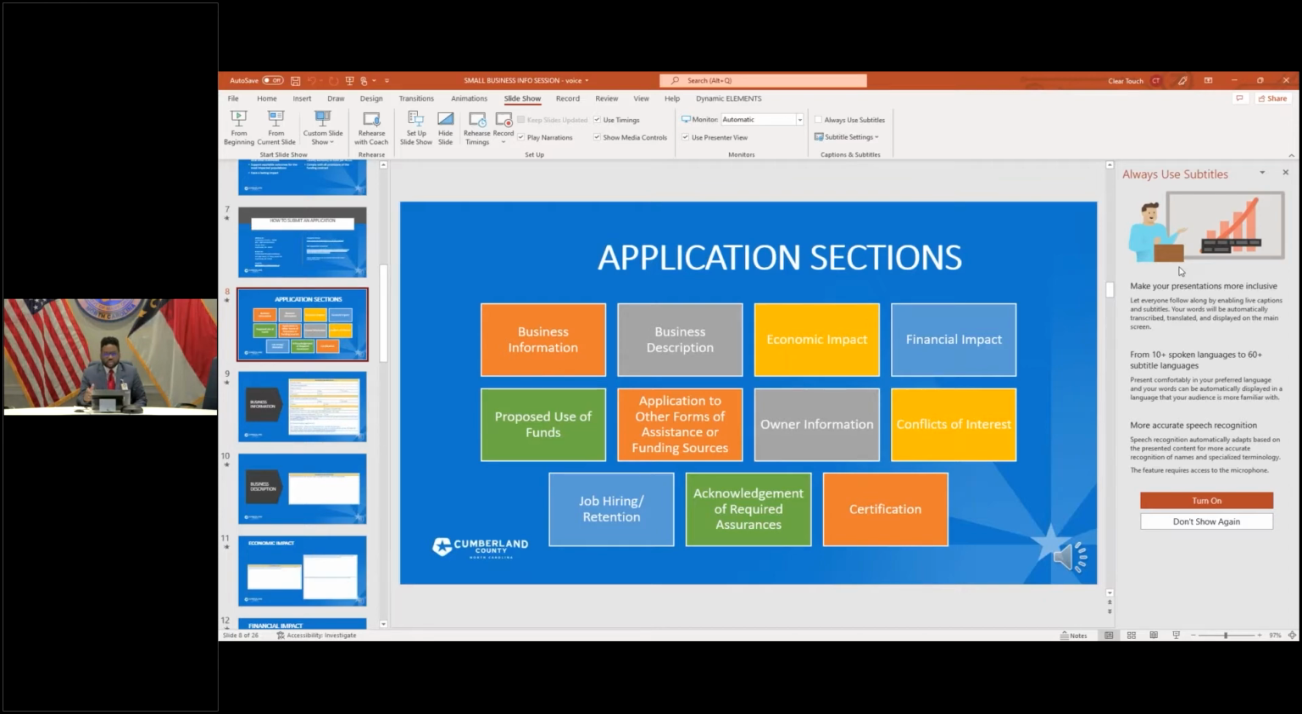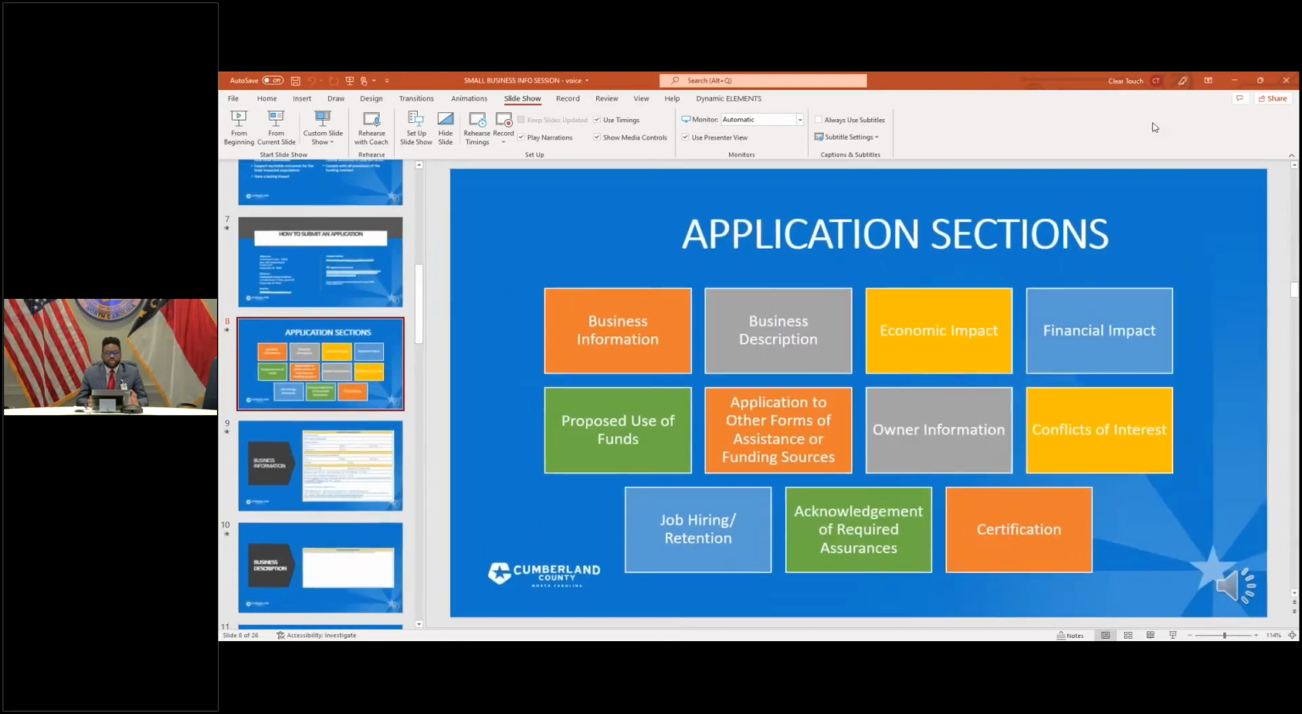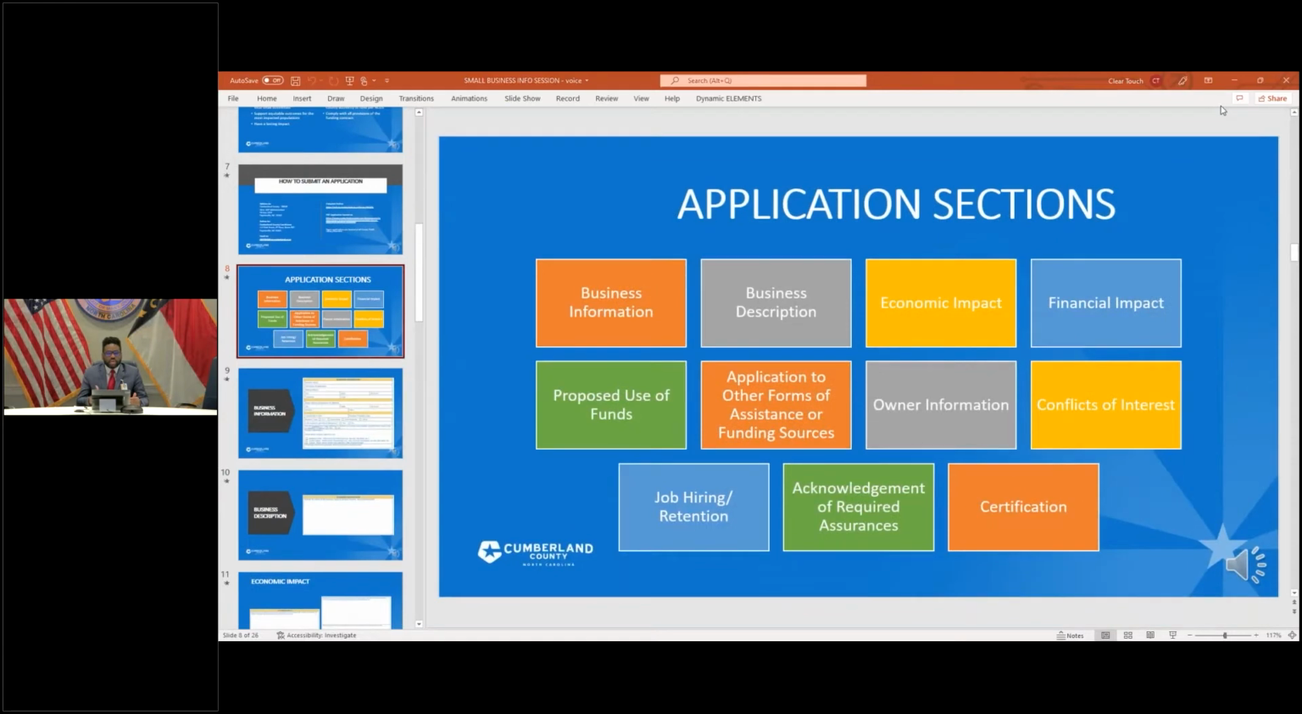And so if you go onto the county website, again, cumberlandcountync.gov/ARP, look under the small business tab. If you're not prepared to log into the web application, because it does not allow you to save, and so you will want to do that in one sitting, please go to the PDF version on that website. It has the long form of the application, and you can go section by section to make sure that you have the proper information for that section.